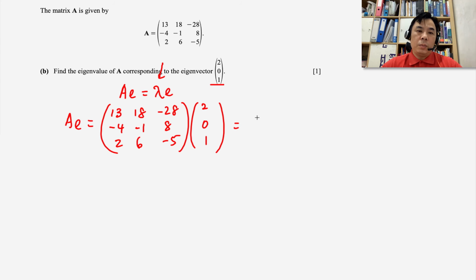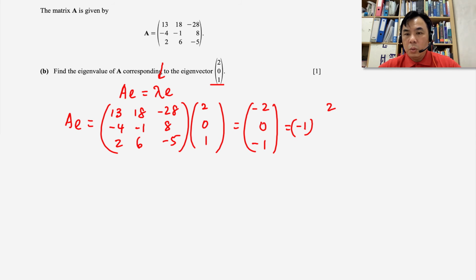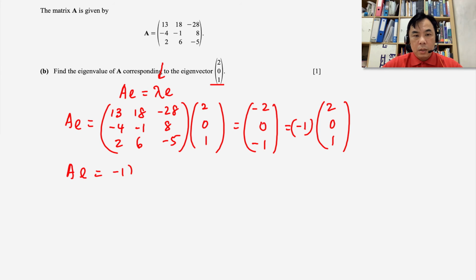All right, now I don't have calculator at this point, so I'm going to work it out manually. So we have 26, negative 2 then. It must be negative 2. And then next one here, I will have like a negative 8. Negative 8 and 8 is 0. And then after that, the last one, I will have 4. 4 and a negative 5, which is negative 1. And then you will see that this one can be factorized as negative 1 times 2, 0, 1 here. All right. Now that looks exactly the same as negative 1 times, whereby this is actually the eigenvector.